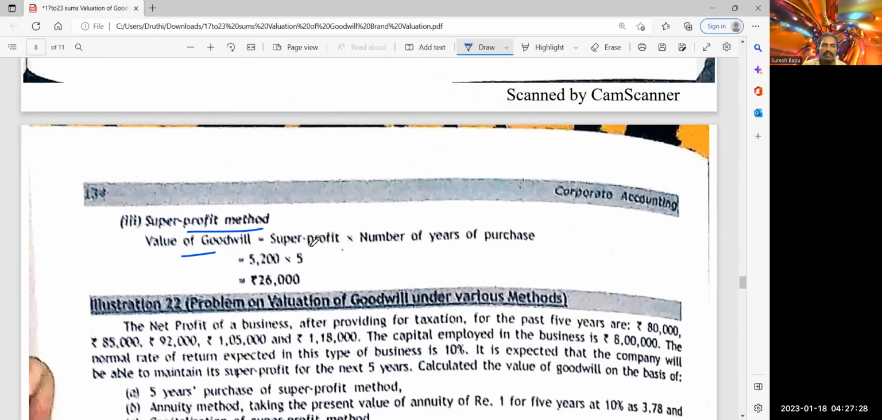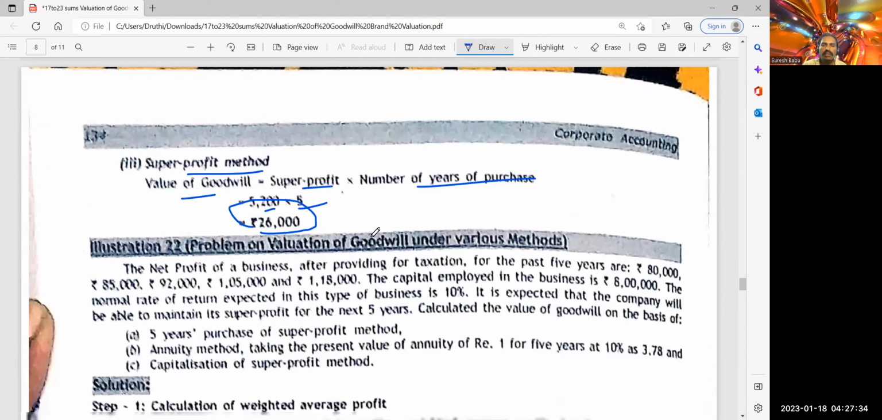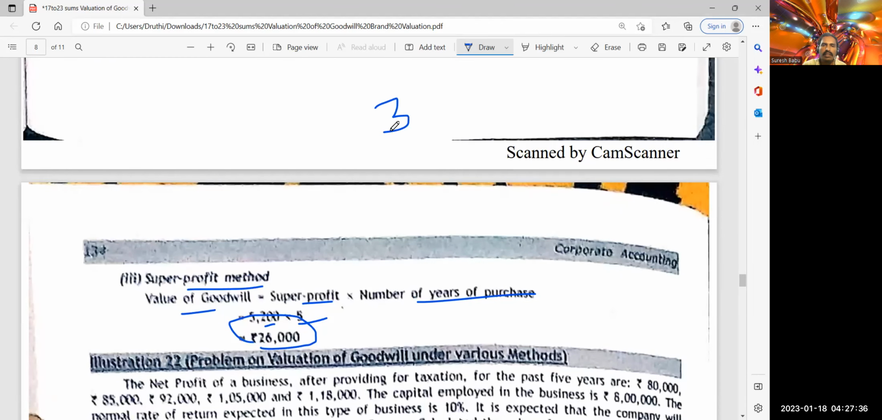Third one, value of goodwill is super profit into number of years of purchase. 5,200 into 5, 26,000. How many methods? 3 methods. Right? So multiplied by 3. Each one multiplied by 3. Right? So what is to be multiplied by 3? That is a homework.